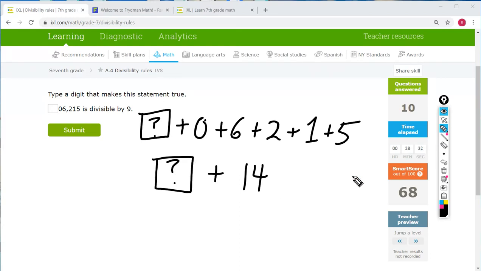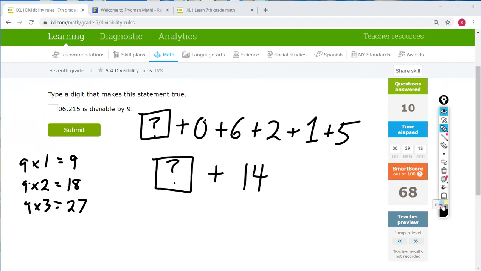Now I have to think of my 9 times tables, right? What are the 9 times tables? Well, 9 times 1 is 9. 9 times 2 is 18. 9 times 3 is 27. And I could go on, but I'm just going to stop there. So remember, my goal is to put a number in here so that when I add this and this together, I get one of these numbers over here, which I know is a multiple of 9.